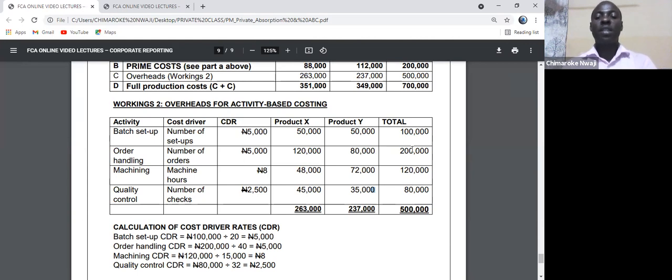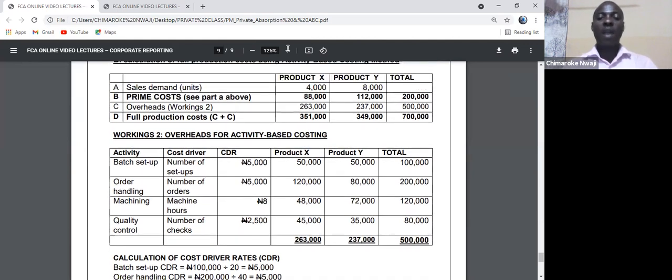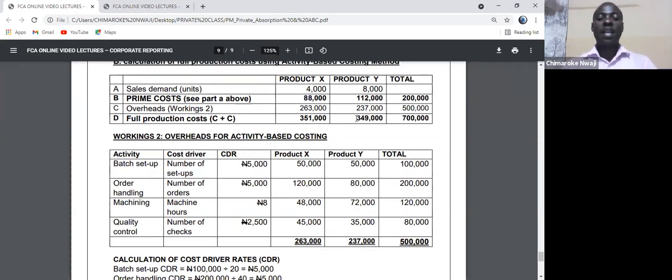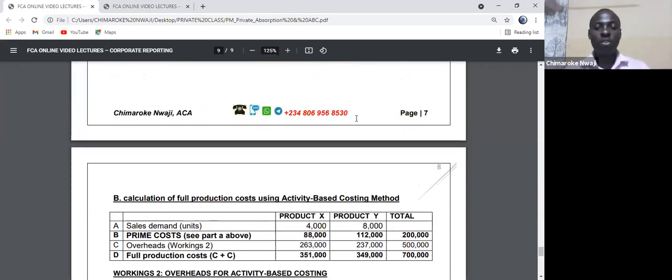So you see, this total cost is still giving you 500 like we have in absorption costing, and 700 like we had in absorption costing. But the difference here is that when you add for product X, you get this figure, which you write here, and for product Y you get a different figure here. And when you add prime cost plus overhead, you have 351 and 249. Now, can you see the comparison between these two?